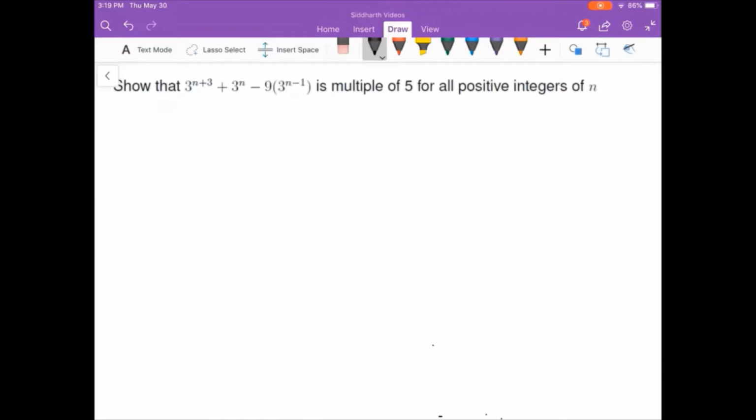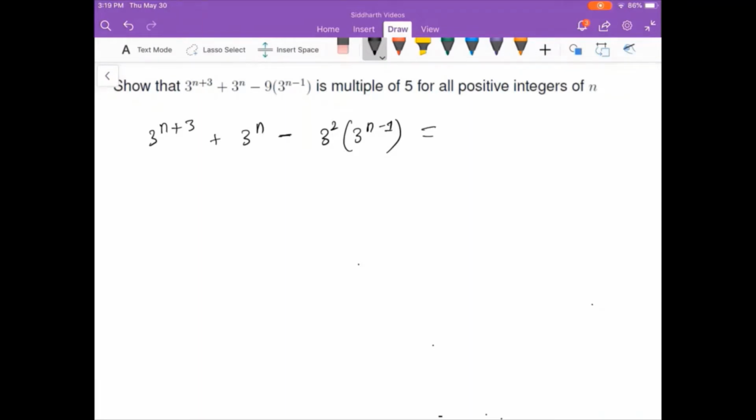For this question, we need to show that 3 to the power of n plus 3 plus 3 to the power of n minus 9 into 3 to the power of n minus 1 is a multiple of 5 for all positive integers of n. Whenever I have something like this, I would always like to convert everything into the same base. So we get 3 to the power of n plus 3 plus 3 to the power of n minus 3 to the power of 2 into 3 to the power of n minus 1. This last term can also be written as 3 to the power of n plus 1.